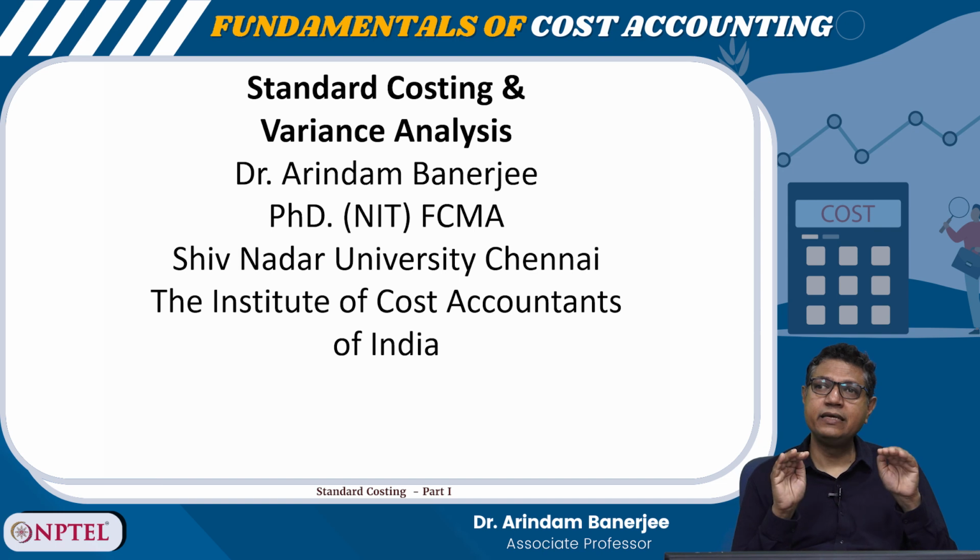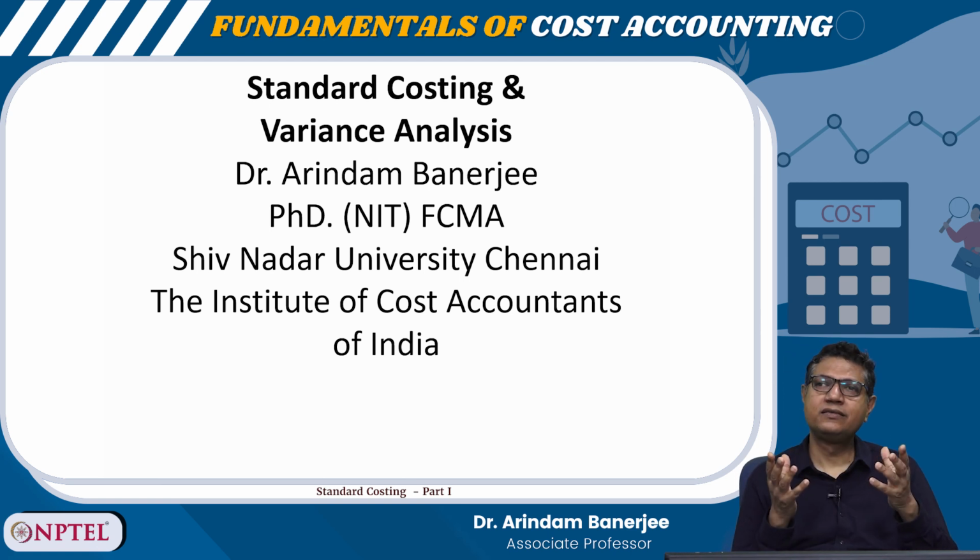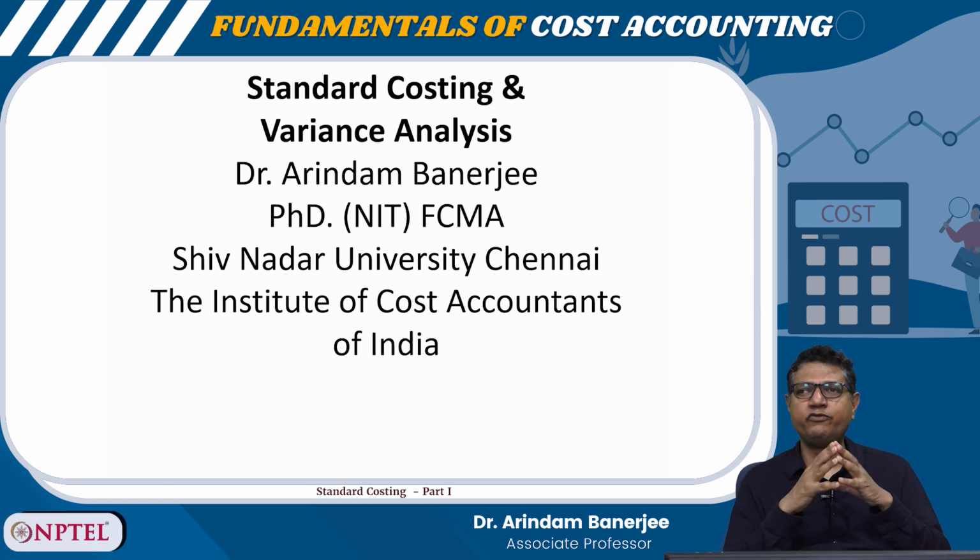Now if this variance is within the acceptable limit, the problem is not much. We can see why this is happening and we can take remedial actions. But if this variance is too high, then the company may have to relook at its strategies. Now this variance may be favorable as well as unfavorable.